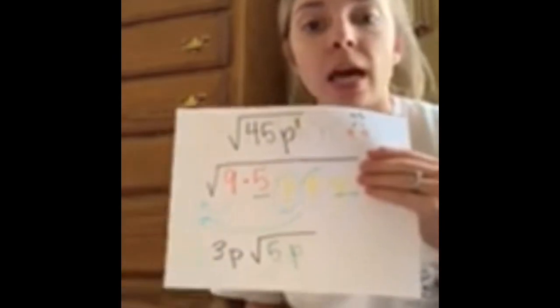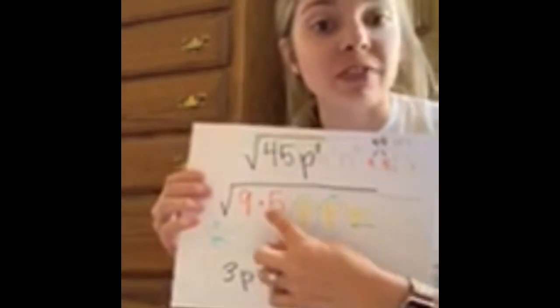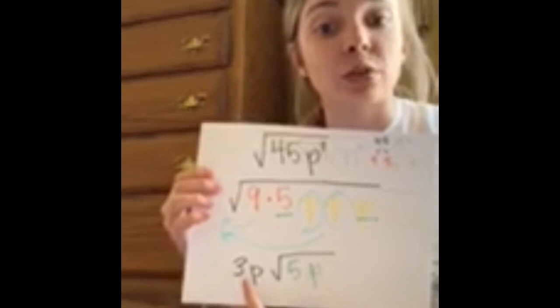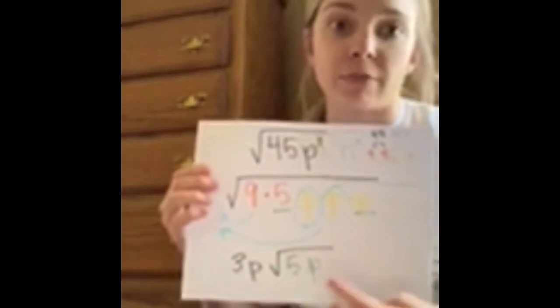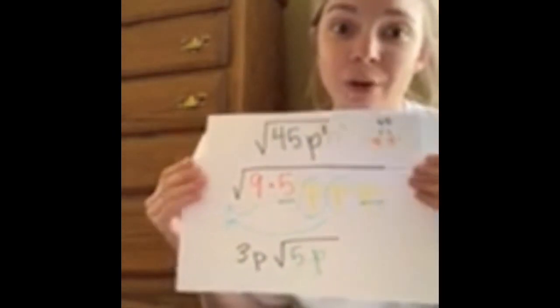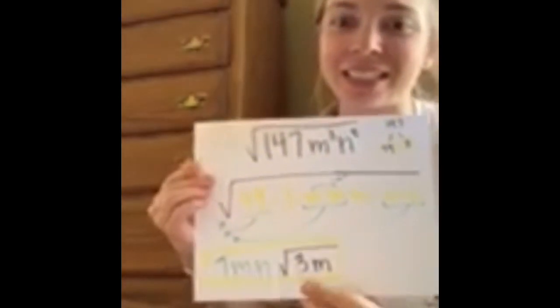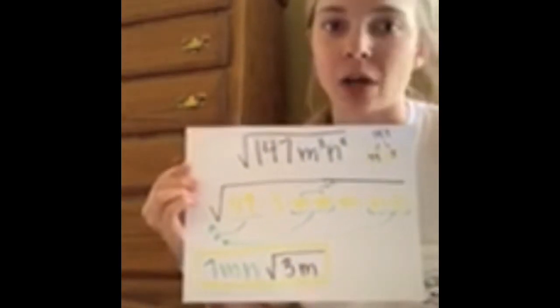Okay, and then all I have left over is 5 and p. And so my answer is 3p square root of 5p. Okay, let's do one more. This one has 2 letters in it. It's a little bit more difficult, but again, it's the same concept.